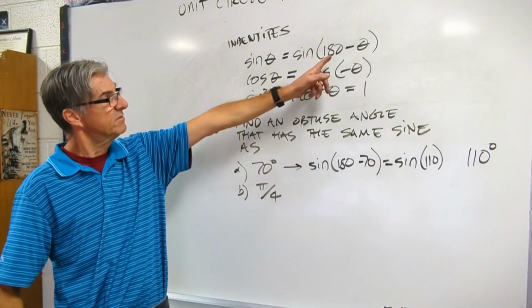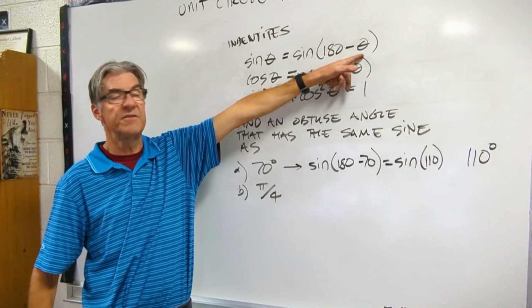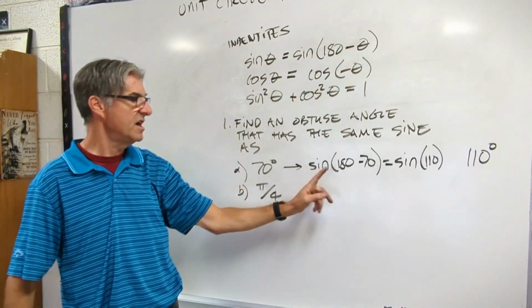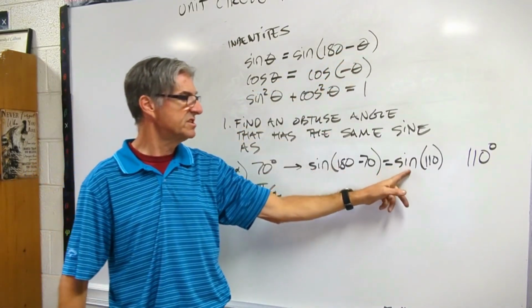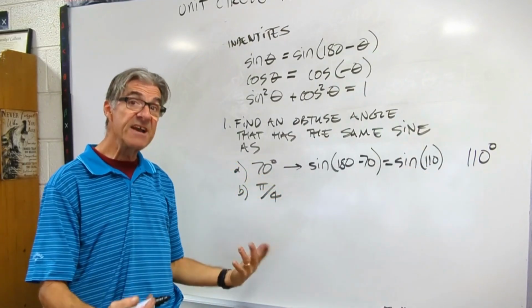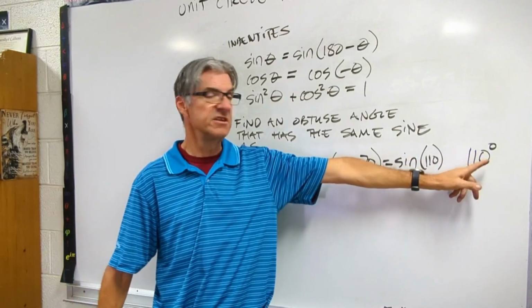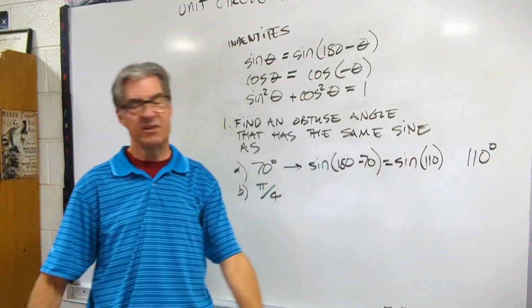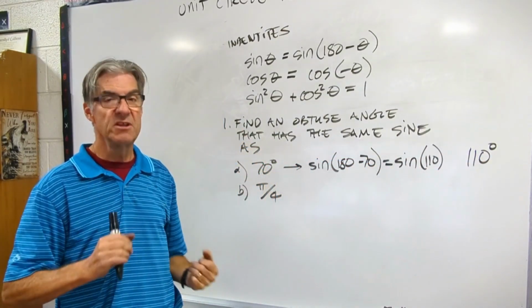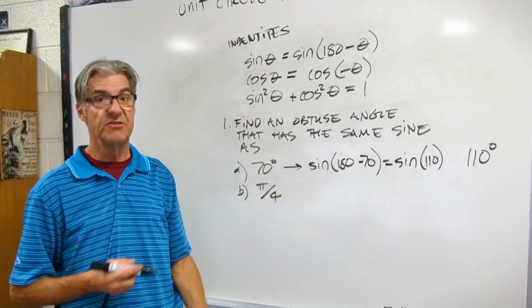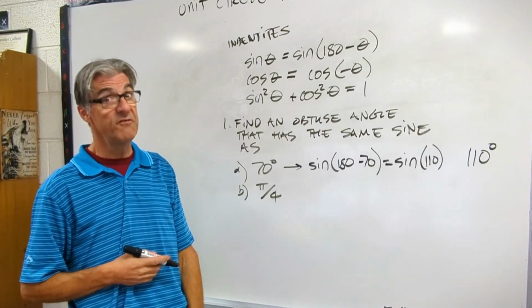So all I did is I just used this equation and I substituted theta in for that. And so I have sine of 180 minus 70, which is the sine of 110. So the angle that has the same sine as 70 degrees is 110 degrees. Now the cool thing is you can just pull out your calculator and pop in those numbers to confirm that indeed those are correct. And the calculator will verify that.